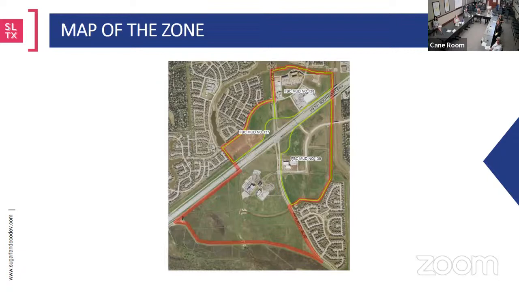Here's a look at the map of the zone. It's primarily south of 59 with those 2 parcels above 59. This is what we call the Track 5 area, which is inclusive of Smart Financial Center and then U of H Sugar Land.